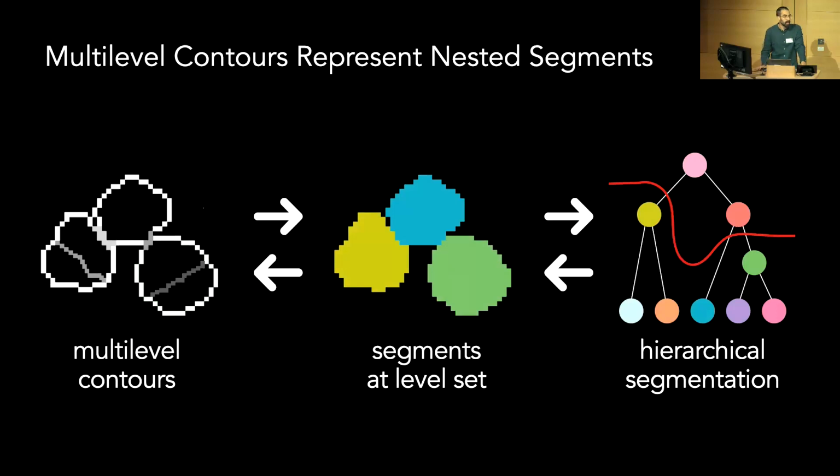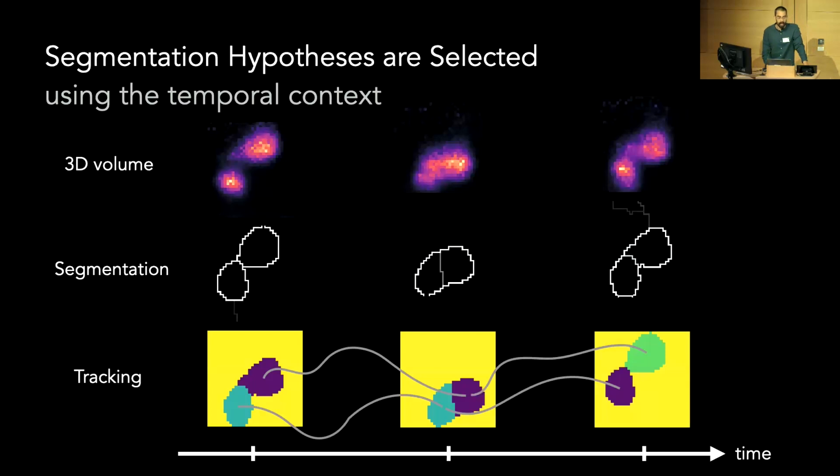But what happens in practice is that a lot of times you need more than one threshold to get the accurate segmentation that you hope for. So it's not a horizontal cut in the hierarchy, and that's a very complicated problem. What we do here is that with the temporal information, we can disentangle and get the right segmentation, finding the tracks at the same time.